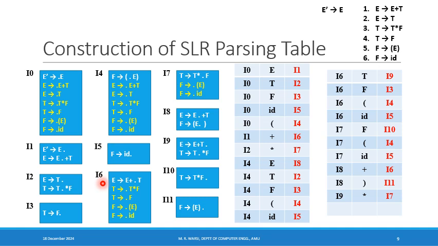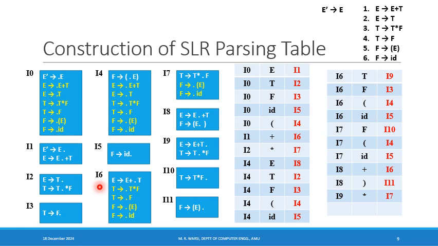After the dot I have the variable capital T. So I will add LR0 items corresponding to the production of the variable capital T. So these two LR0 items have been added based upon this. Now in this LR0 item, after the dot I have the variable capital F. So now I will add LR0 items corresponding to the production of the variable capital F. So these two LR0 items have been added based upon this. No more LR0 items will be added to the I6 state, and my I6 state is now complete.